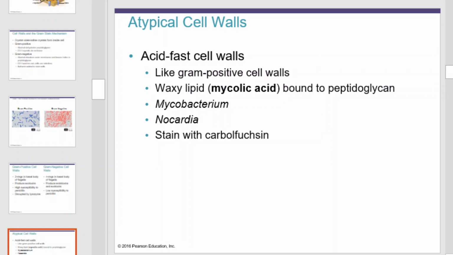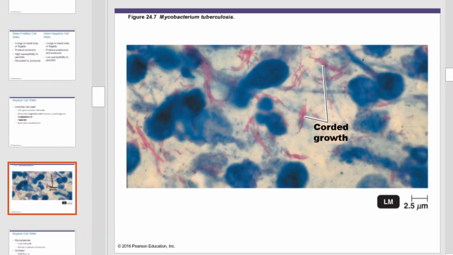Atypical cell walls. Some microorganisms possess what we might refer to as an atypical cell wall, such as Mycobacterium, which possesses an acid-fast cell wall. An acid-fast cell wall is similar to a gram-positive cell wall. However, they possess a waxy lipid mycolic acid bound to their peptidoglycan. They must be stained with carbol fuchsin. This is a picture illustrating Mycobacterium tuberculosis in an acid-fast stain.